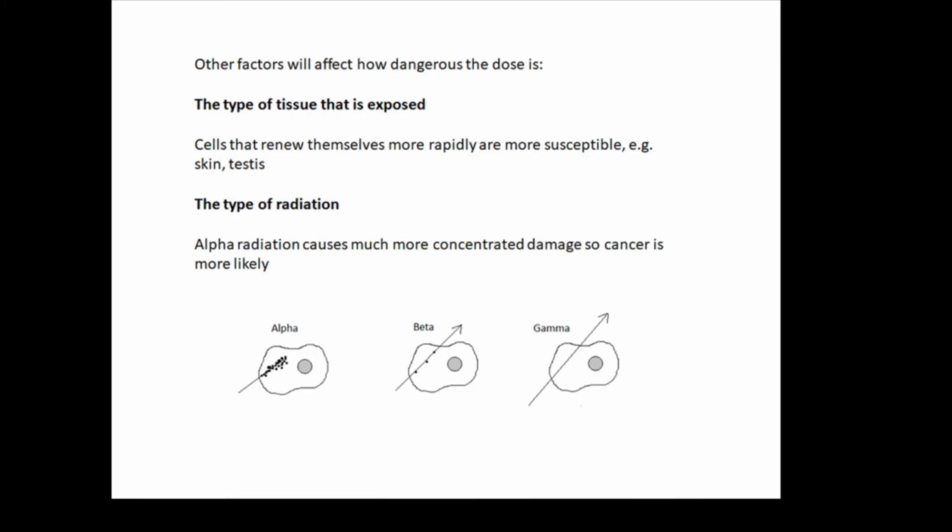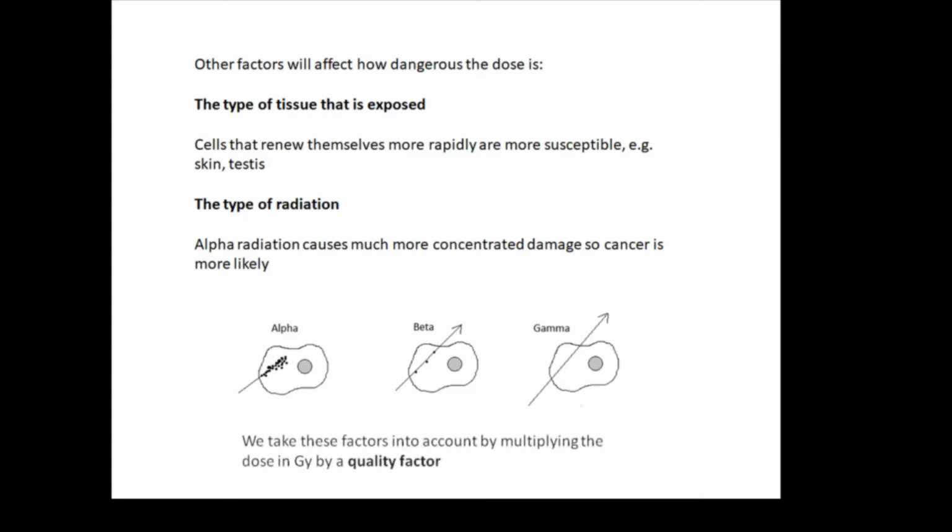The other thing is the type of radiation. Types of radiation are more dangerous than others. Alpha radiation is very dangerous because its damage is more concentrated. Its ion trail is very, very dense. Its damage is much, much more localized. And because of that, the chances of it causing cancer is much greater than beta or gamma.